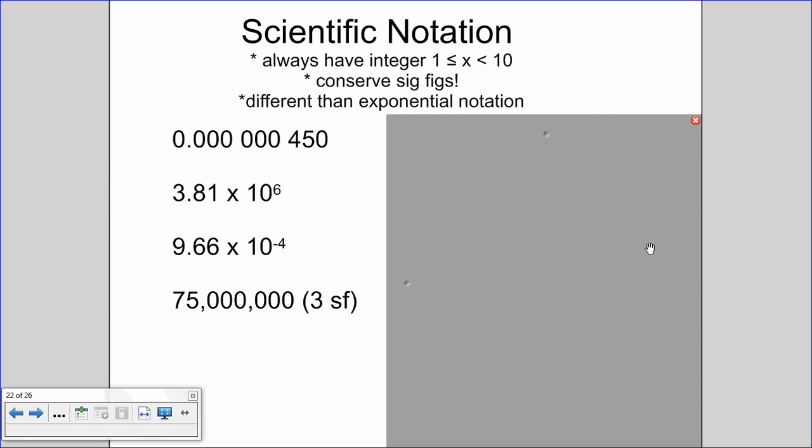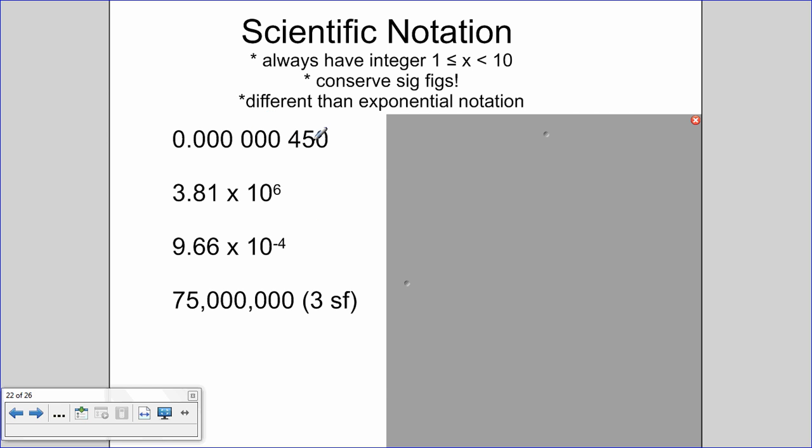Scientific notation. This is one thing that you should be very familiar with. You've used it probably since middle school. You always have a front integer between 1 and 10. You always have to make sure you conserve your sig figs. This is something probably new for some of you. In your scientific notation, you want to make sure that you've used the appropriate exponent. Scientific notation is different than exponential notation, which we usually will not use.